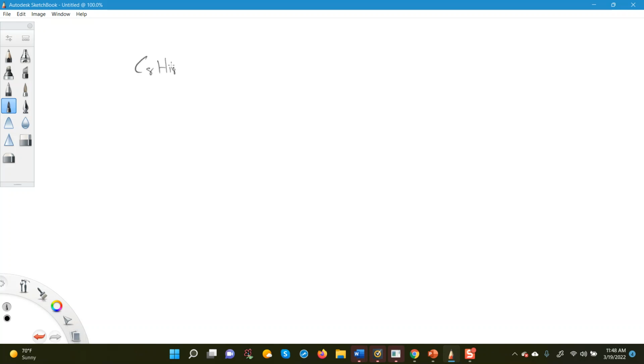C8H18, and that's a liquid. So let me put liquid state here. And it's combusted, which means that it's going to react with oxygen from the atmosphere. And the products would be, as always, when it comes to hydrocarbons, carbon dioxide and water, in this case in the liquid state. All right? So that's the unbalanced equation, and therefore now we have to balance it.